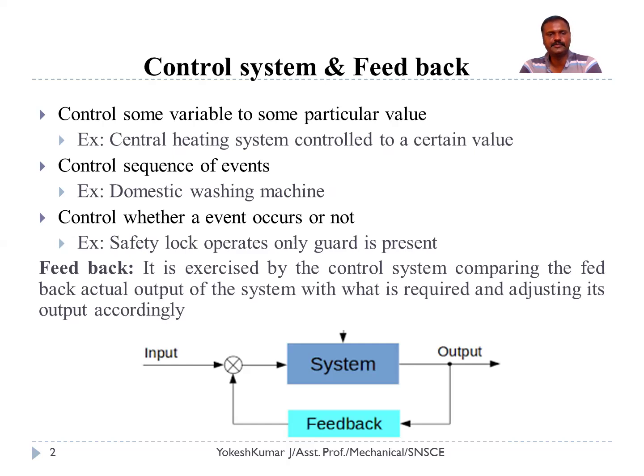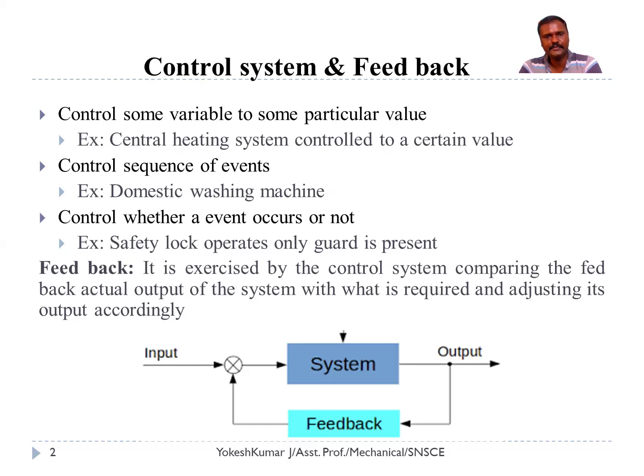The third purpose is to control whether an event occurs or not. For example, a safety lock operates only when a guard is present. In cars, we have alarm systems: if the seat belt is not worn, it is signaled every time, and if the side stand is not lifted, the alarm systems in the machine warn us.